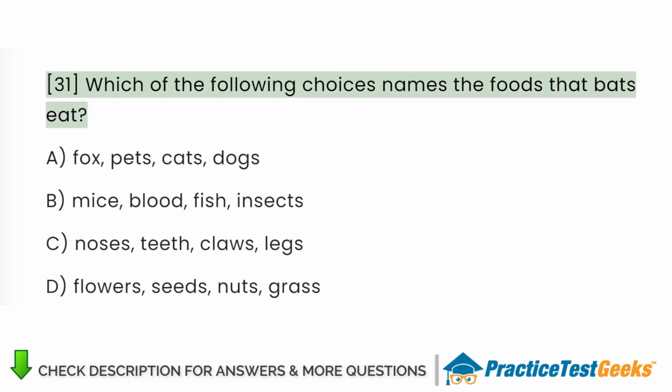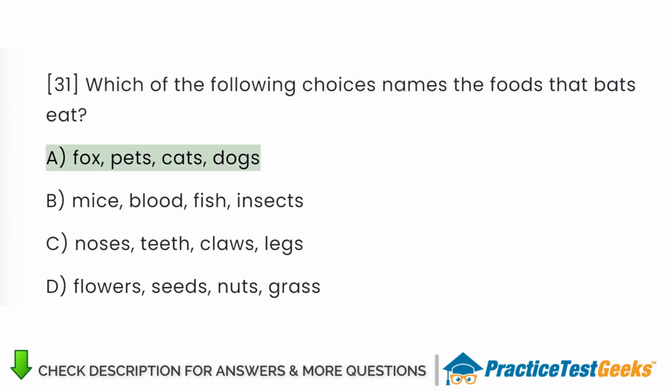Which of the following choices names the foods that bats eat? A. Fox, pets, cats, dogs. B. Mice, blood, fish, insects. C. Noses, teeth, claws, legs. D. Flowers, seeds, nuts, grass.